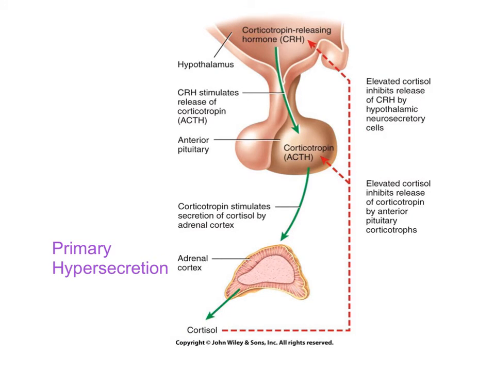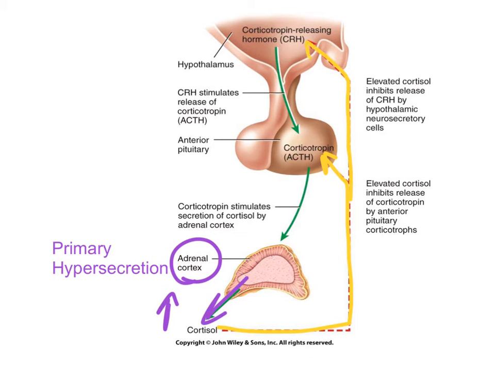Next is primary hypersecretion due to a pathology at the level of the adrenal cortex. So the adrenal cortex is hypersecreting cortisol, therefore cortisol levels will increase. Now looking at the feedback mechanisms, due to this increase in cortisol, the negative feedback will be going back to both levels, to the anterior pituitary and the hypothalamus, and because there is no pathology at either level, both of these will be inhibited by negative feedback.